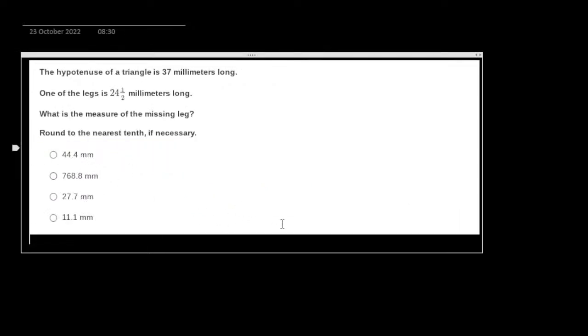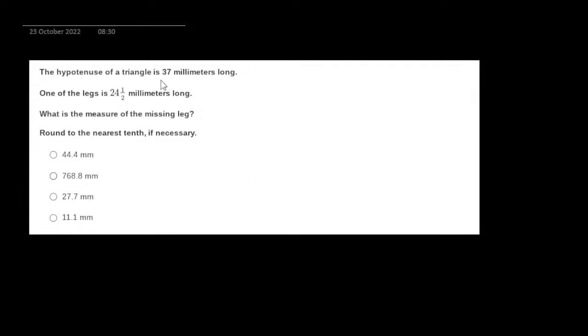The hypotenuse of the triangle is 37 millimeter long. One of the legs is 24.5 millimeter long. What is the measure of the missing leg? Round to the nearest tenth if necessary, okay. So now you can see here 44 is not correct because my hypotenuse itself is 37, so no other side is going to be more than this 37, so these two options are absolutely incorrect.